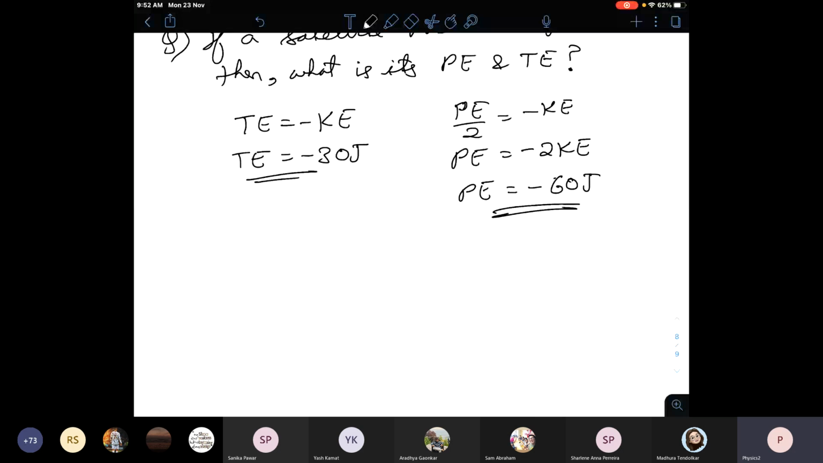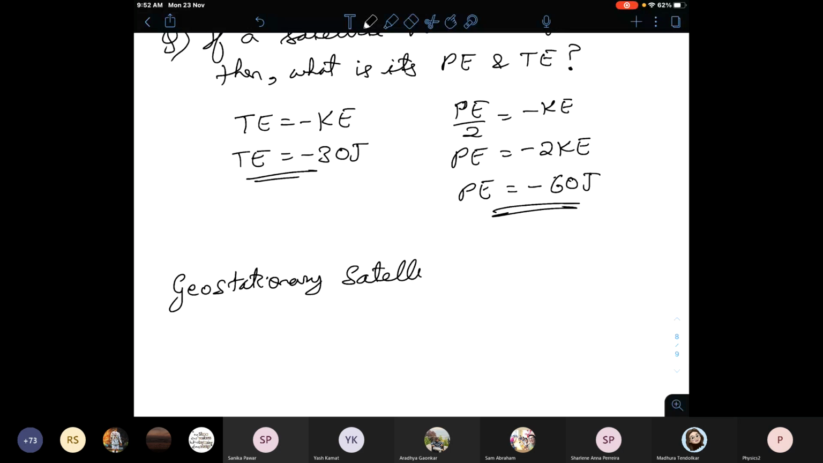Okay, next, geostationary satellites. Next is geostationary satellites. Geostationary. Just scroll up.